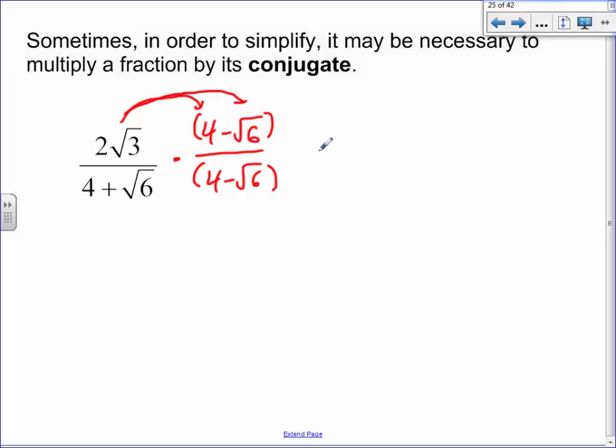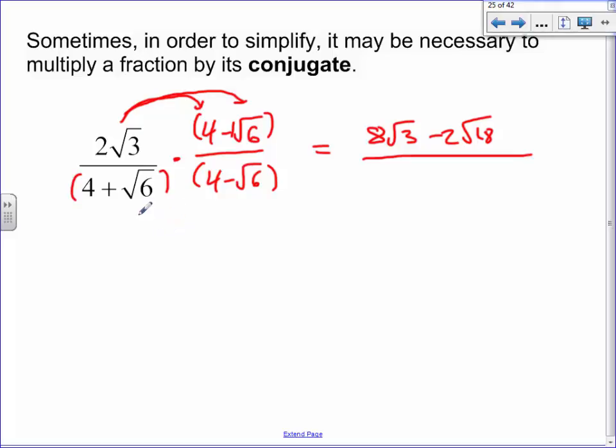So 2 times 4 will give you 8. And the root 3 times the 4 will just be 4 root 3. There's a root on the top, not a problem, we can live with that. Then we've got a 2 times essentially a minus 1. And then the 3 times the 6 is 18. Can I have square roots on the top? Sure, no problem, go for it. What we're hoping for, though, is that on the bottom we'll also have no square roots now.